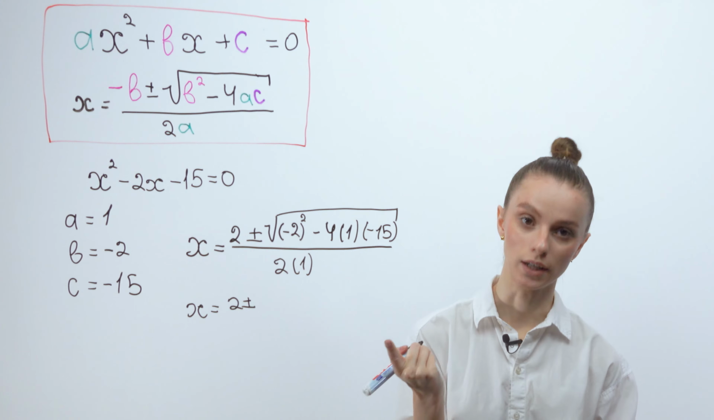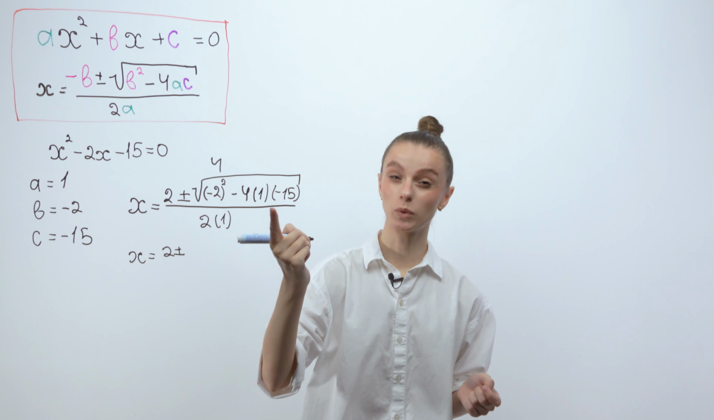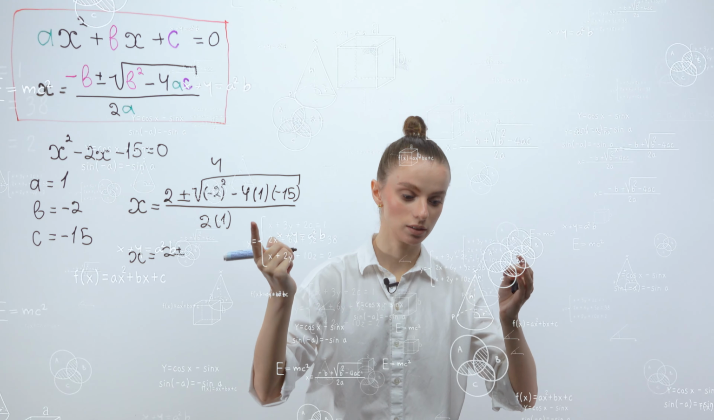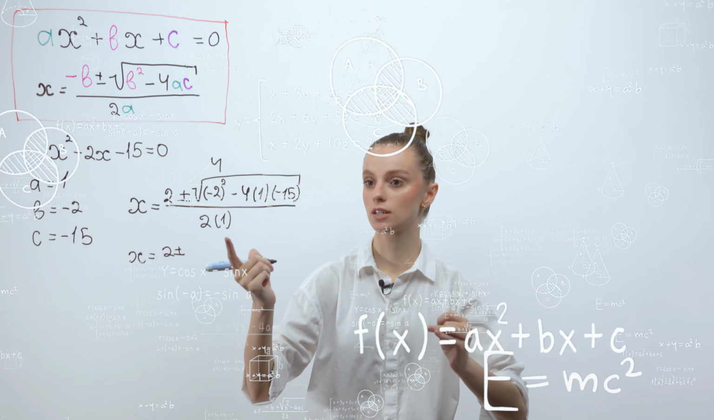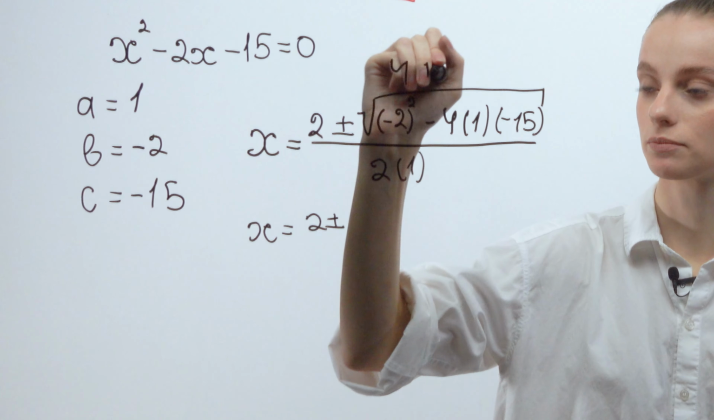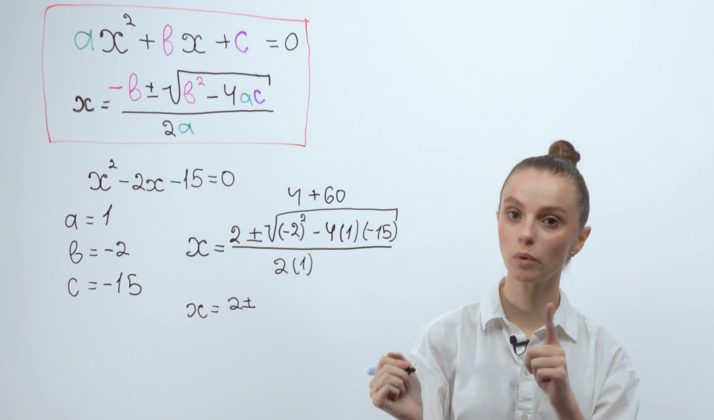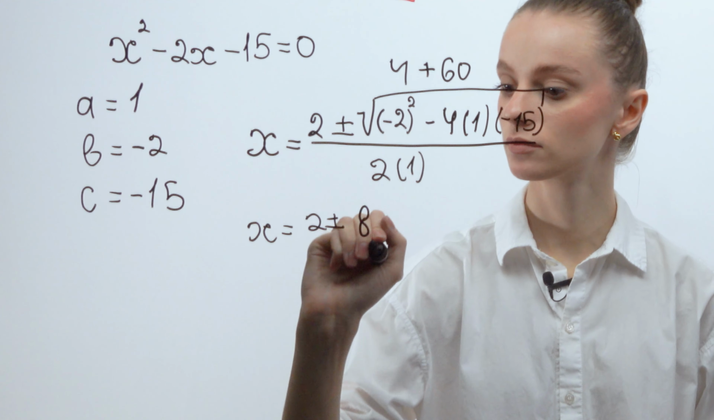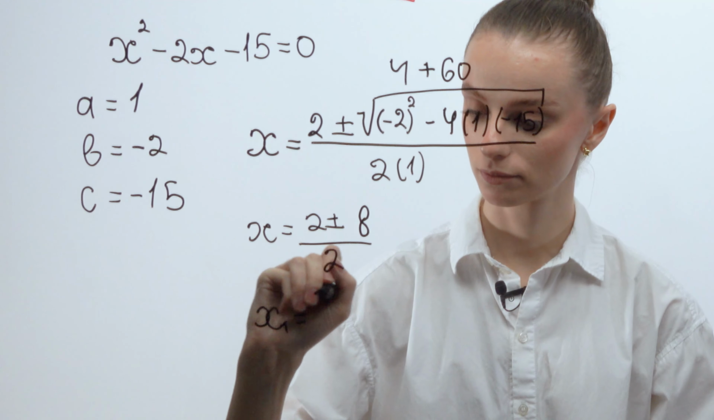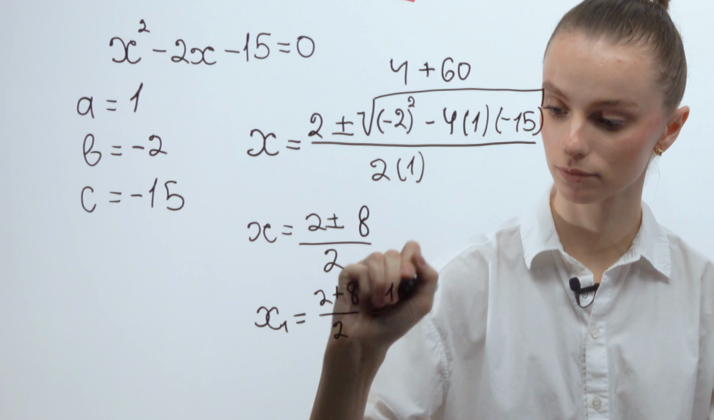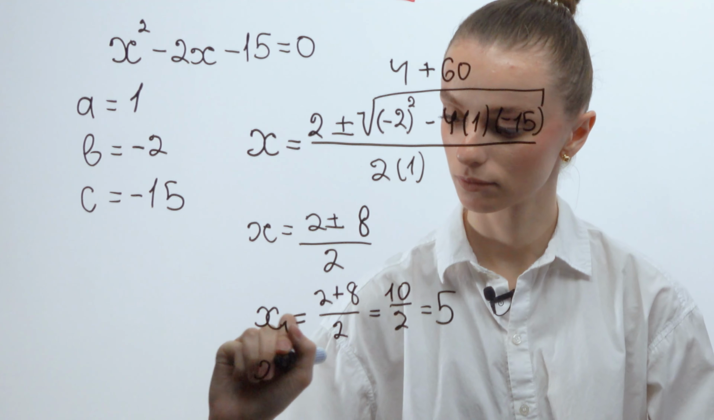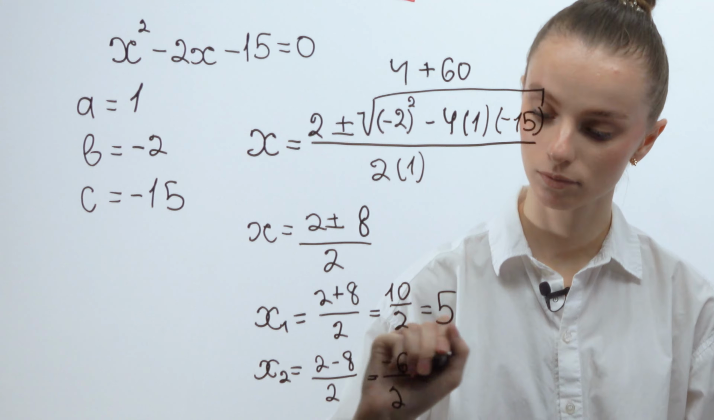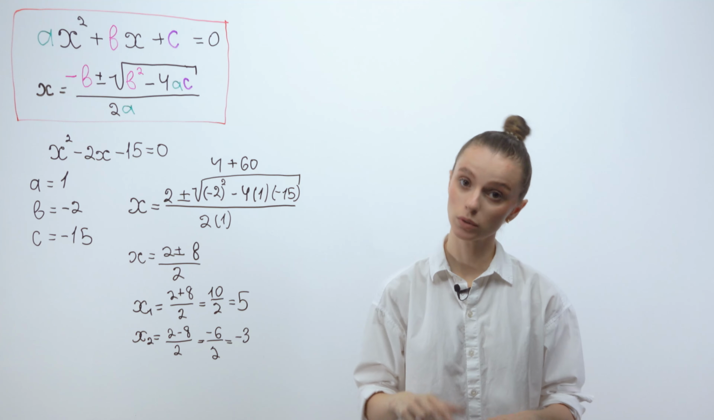-2 squared is 4. 4 times 1 is 4. 4 times -15 is -60, so minus that, 4 plus 60. Okay, so that will be the square root of 64. The square root of 64 is 8. So my x1 will be 2 plus 8 divided by 2, and my x2 will be 2 minus 8 divided by 2. So you have two answers: x equals 5 and x equals -3.